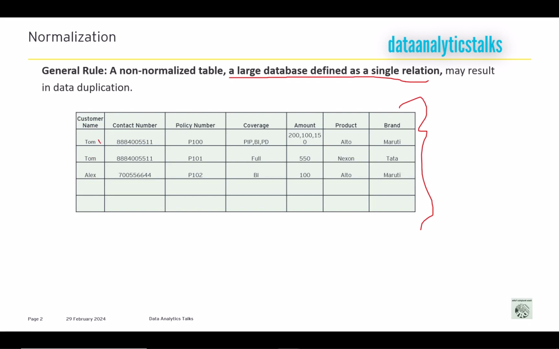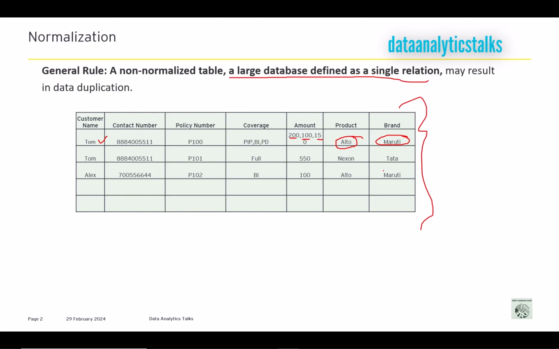Tom is a customer. He has a contact number. He has a policy number. And the policy has different coverage. Then each coverage has a different value. And for which product he has taken the policy, that is an auto car model. And this car is from Maruti. So this is of course a large database defined as a single relation. There are no multiple tables to have multiple relations.